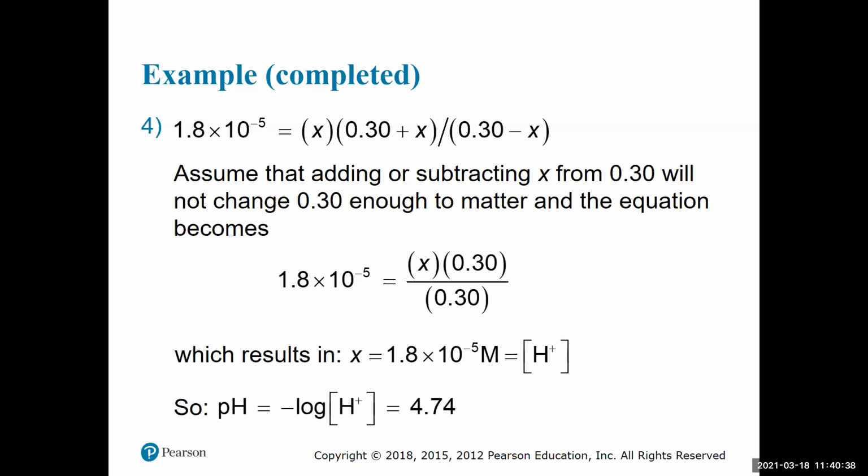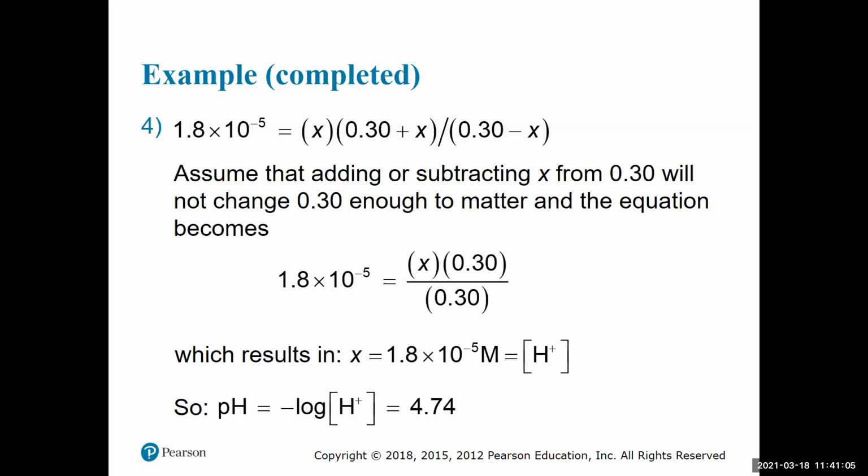That allows us to rewrite to 1.8 times 10 to the minus fifth equals X times 0.3 divided by 0.3. That's pretty easy math. Those 0.3s cancel. And X is 1.8 times 10 to the minus 5 as our hydrogen ion concentration. We want pH, so we do minus the log of that, and we get a pH of 4.74.